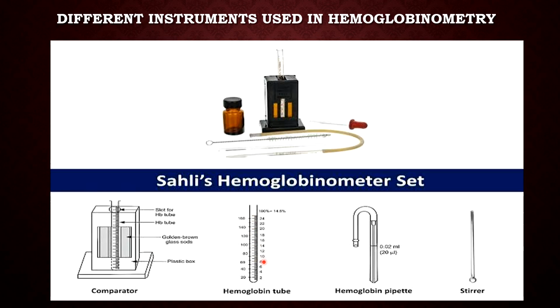With the help of this hemoglobin pipette, we have to mix the acid with the blood using the stirrer, and then keep it for 10 minutes so that it can be converted into acid hematin, because the other name of the Sahli hemoglobinometer process is the acid hematin process. Then we compare the color of that acid hematin, which is brown, with this comparator, and when the color is matched, we read the value of hemoglobin. So this is the Sahli hemoglobinometer set.